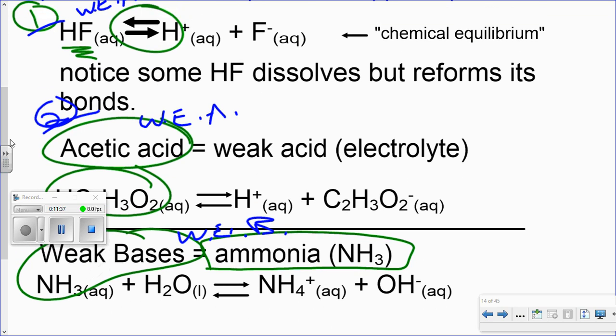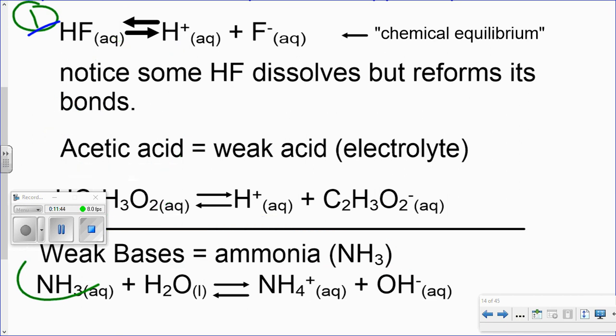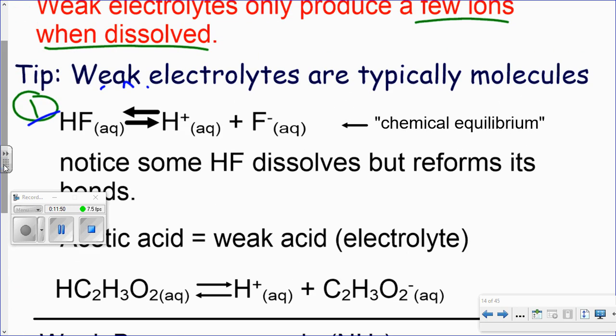So what's going on here? Again, we go back to the equilibrium. It can't decide what it wants to do, so it goes back and forth. And this has to do with strength of bonds, but we have to get into the class more to talk about that. But just to explain, HF becomes H plus and F minus. But then these things recombine to give you HF.